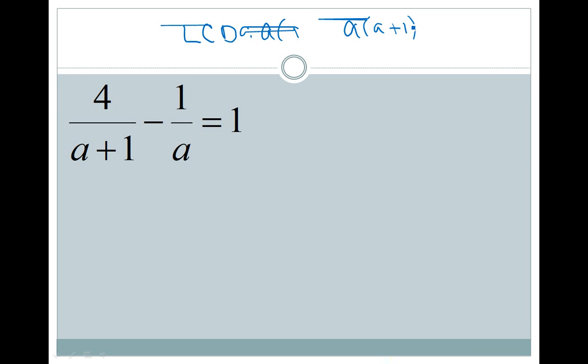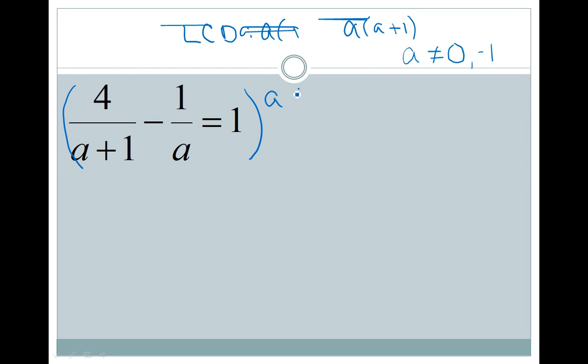So that's our LCD. And we also, because we have variables on the bottom, have an issue with potential restricted values. I mean, they definitely are restricted, but we may or may not need to worry about that. So we would not want a to ever be 0 here. We would also not want a to ever be negative 1. And just as a reminder of how that works, those are the numbers that if we were to sub in, we would get 0 in our denominator, which we know is a big no-no.